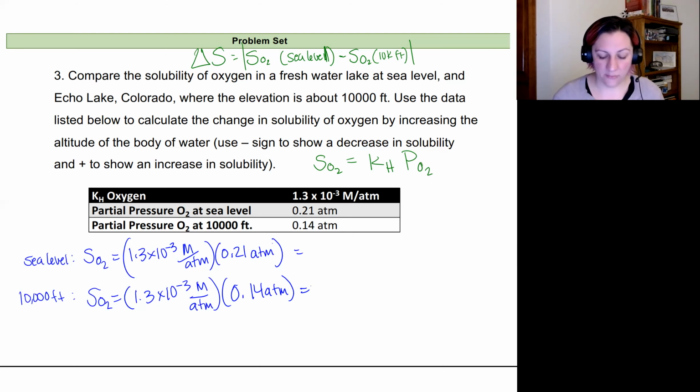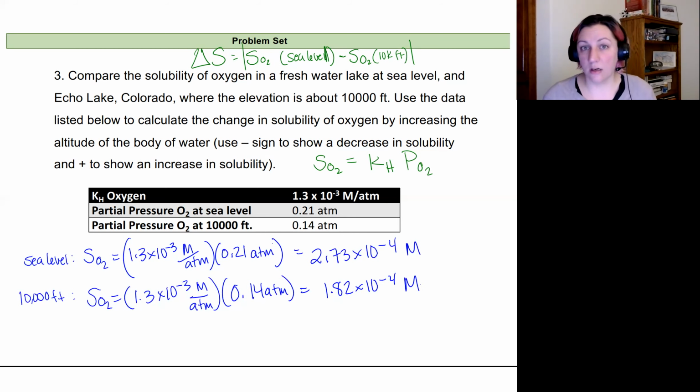I'm going to get for my sea level what I just did, which was 2.73 times 10 to the negative 4 molar. And then for my 10,000 feet elevation, I'm going to get 1.82 times 10 to the negative 4 molar. And so those are my two solubilities. So to get the actual change in solubility, I'm going to look at the difference between them. Now let's calculate the difference in our solubility.